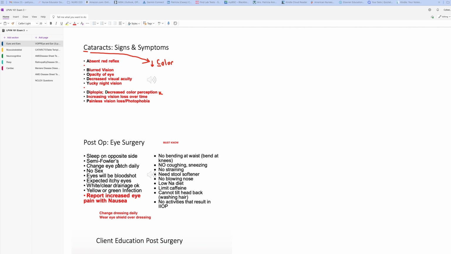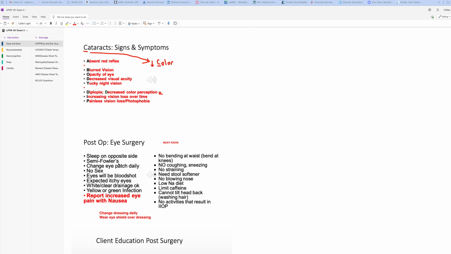Their eyes are going to be bloodshot. They'll be itchy. Expect white clear drainage. If it's yellow or green drainage, that means they could have an infection. You need to tell them to report increased eye pain with nausea. They need to change the dressing daily, and they need to wear an eye shield at all times, especially when they're sleeping. Okay? No bending at the knee, waist, because that's going to increase intraocular pressure.